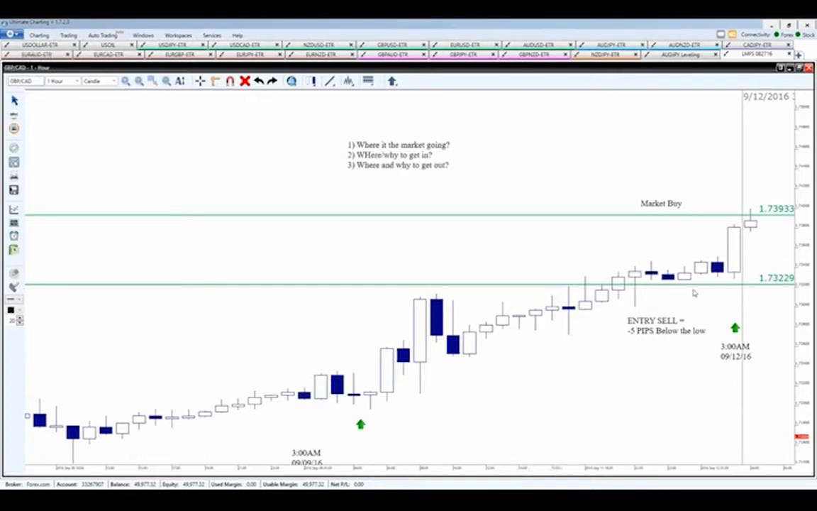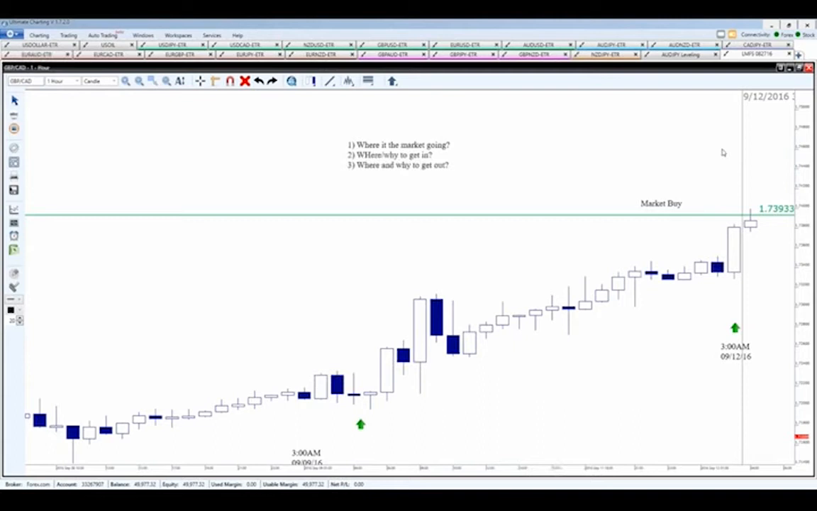Now, the next order of business is to come in here and close out this opposite order. We don't believe the market's going down, we believe it's going up. So we come in here, we close out that entry sell, just like that. So here's our entry. Number one, we believe the market's going up, and we have our way to get in. So we've answered question number 1 and number 2.